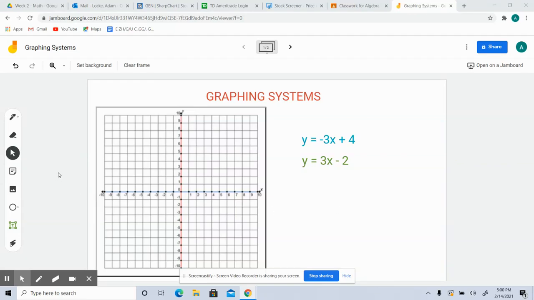Today we're going to talk about graphing systems of equations. Over on the right hand side, I've got two different equations. When we graph two onto one coordinate plane, we call that a system.